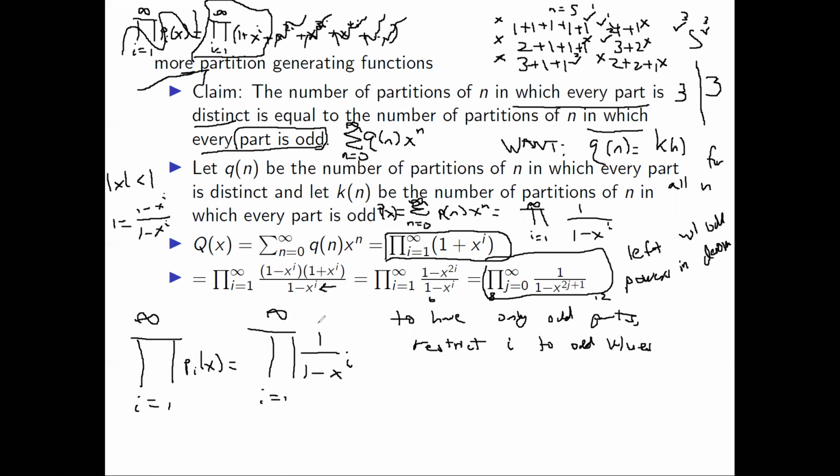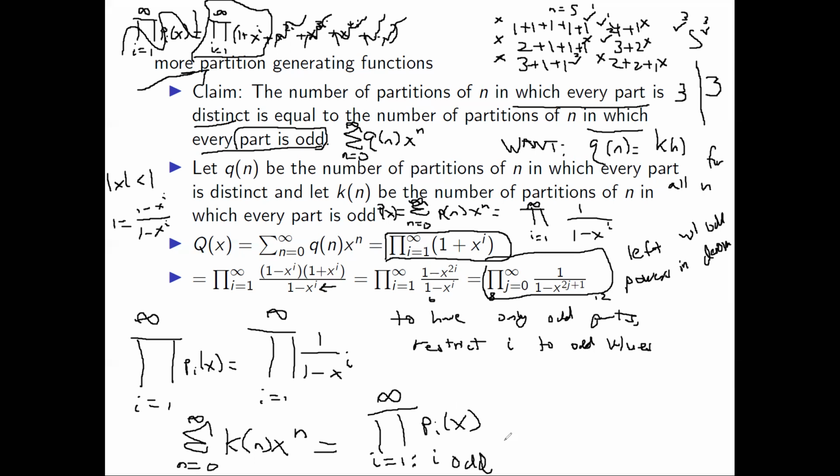So this product allows i to take on any value. If we only want i to take on odd values, so if we want to get the sum n equals 0 to infinity of k of n times x to the n, which is our generating function for k, the number of partitions of n in which every part is odd, we can just write this as the same product i equals 1 to infinity of p_i of x, except we need the extra restriction that i is odd. So we only include the i values for which i is odd.